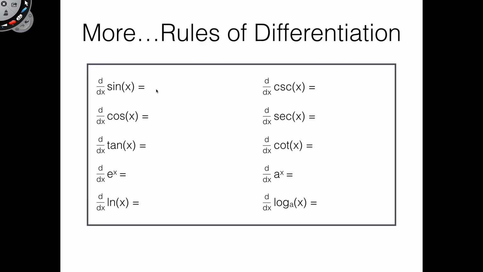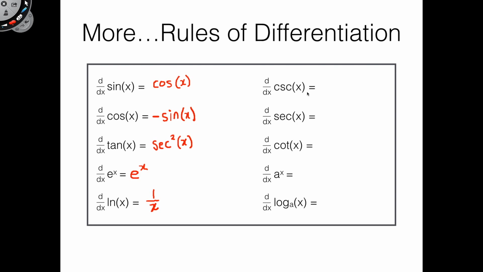The derivative of sine of x is cosine of x. The derivative of cosine of x is negative sine of x. That can easily mess a lot of people up. Be careful. The derivative of tangent of x is secant squared of x. The derivative of e to the x is very convenient, it's just e to the x. The derivative of the natural log of x is 1 over x.